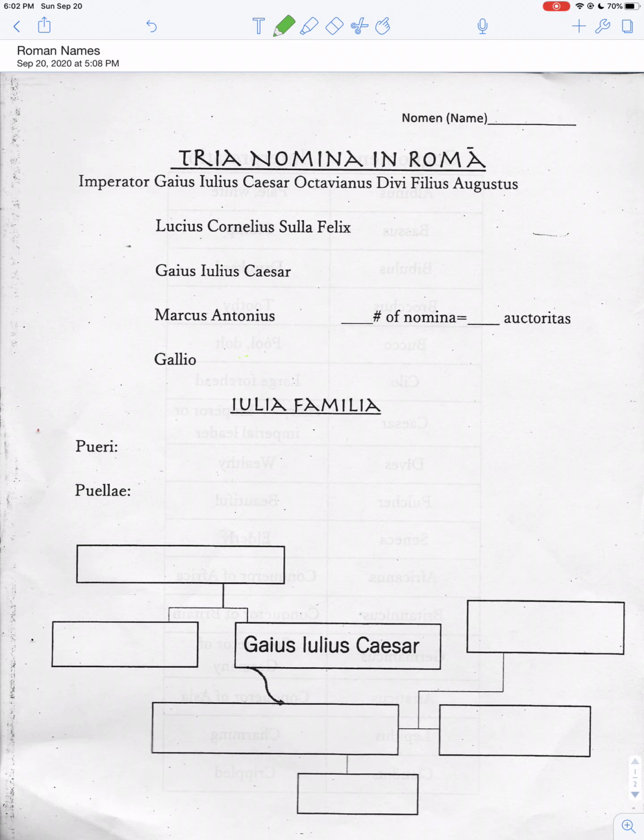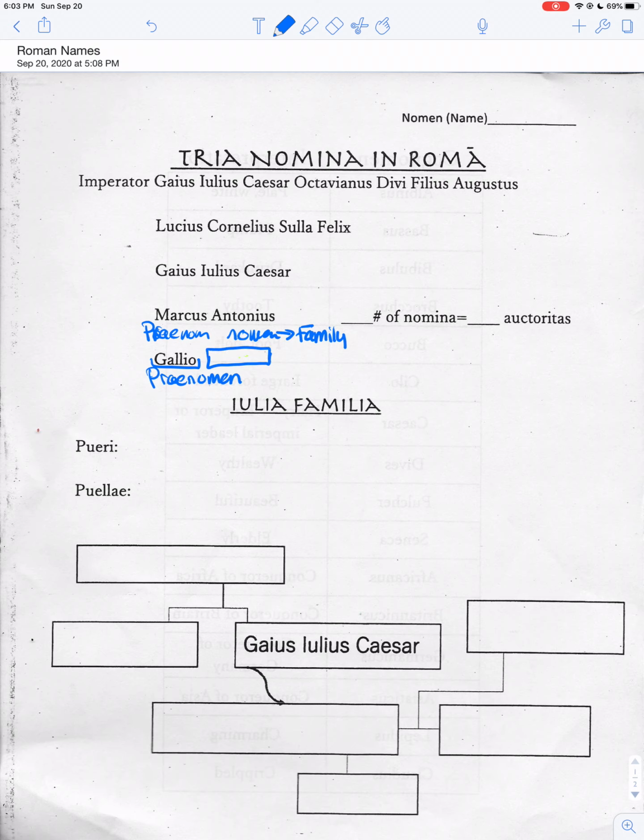So we have Gallio. Now, Gallio, there's only one name. Thinking back up here, we have the praenomen and the nomen. Which one do you think is Gallio? That is going to be the praenomen. Now, look, what name does he not have? What does the nomen stand for? The family. So Gallio does not have a family name.